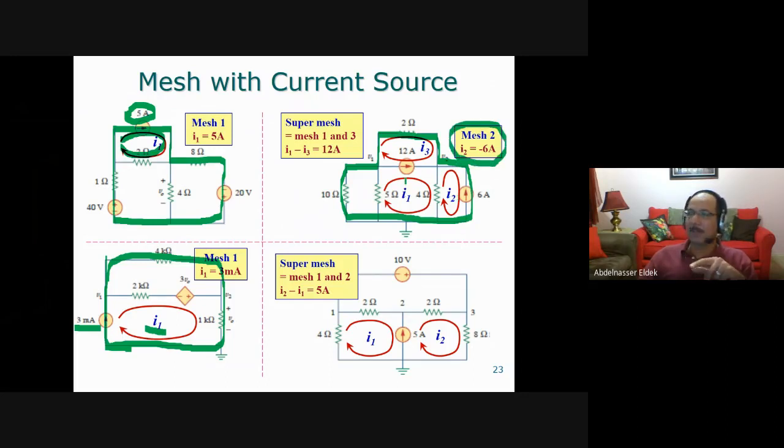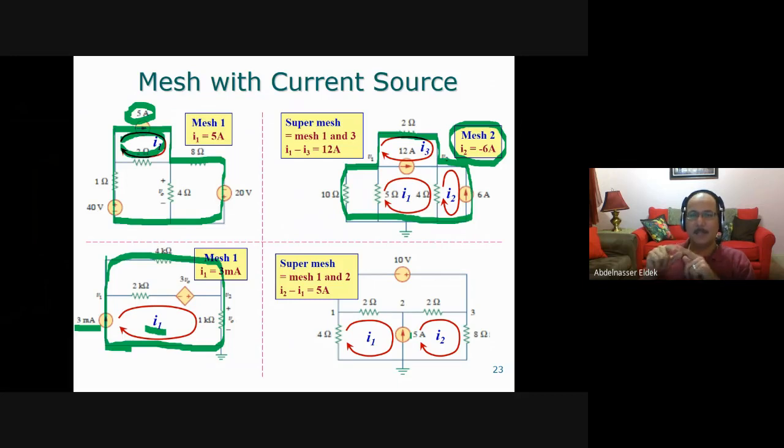What about the 12 ampere? No, 12 ampere is not in the outer loop. So in this case, if it is not in the outer loop, it is a super mesh. You have to consider a super mesh. We'll see this later. What about here, for example? Yes, also you don't have any current source in the outer loop. But the only one here is 5 ampere, and this 5 ampere is in the middle. Then it is a super mesh. You have to consider a super mesh.